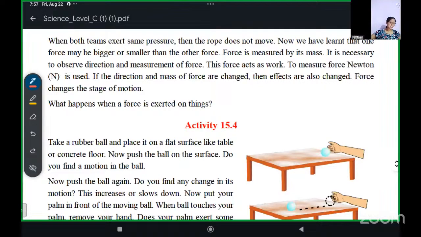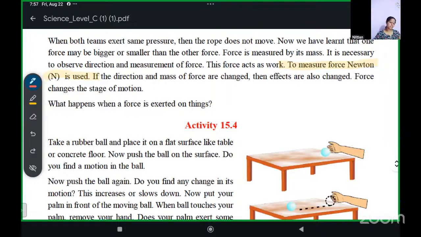Now we have learned that one force can be bigger or smaller than another force. It is necessary to observe the direction and measurement of force. The unit used to measure force is the Newton, or N. If the direction of force is changed, the effects are also changed. Force changes the state of motion.